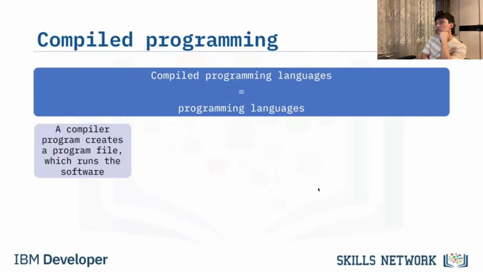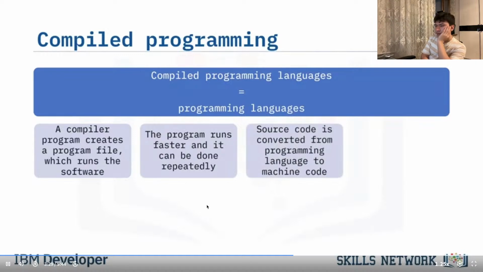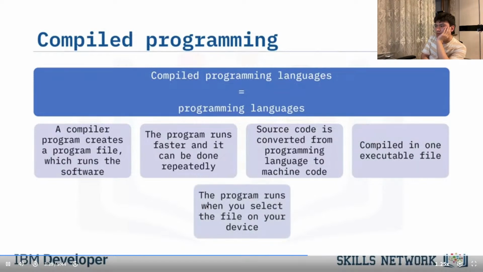Simply put, it compiles the code into one file that runs when you double-click on the app on your device. The program runs faster, and it can be done repeatedly. The source code is converted from the programming language to machine code. Then it is compiled into one executable file. Finally, the program runs when you select the icon or file on your device.